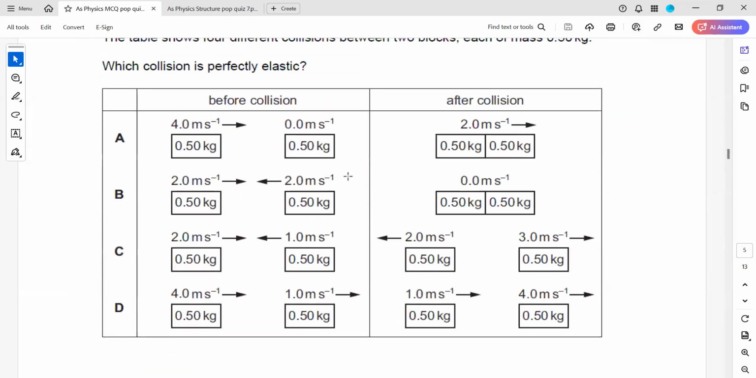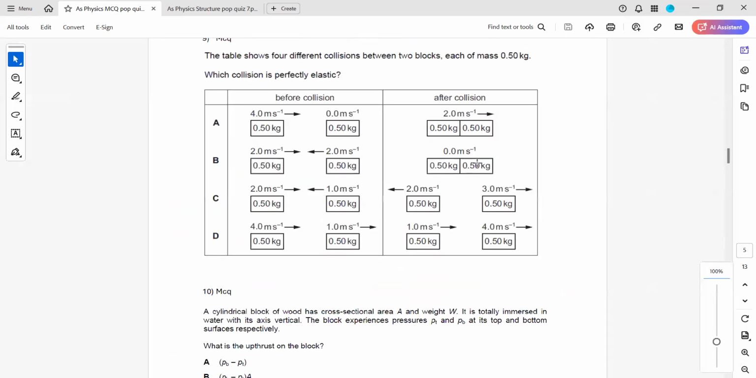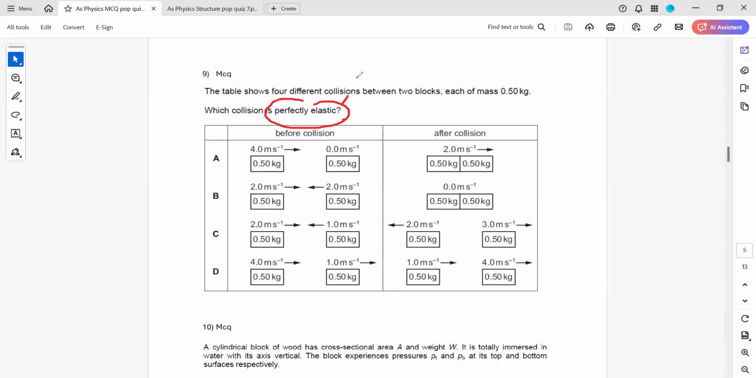Question 9, what you have to do, because I mentioned it's an elastic collision. When we say it's a perfectly elastic collision, two things should happen. Number one, the momentum should be conserved, like momentum before and after should be the same. And the second thing is kinetic energy should also be conserved. The kinetic energy before and after should also be the same.